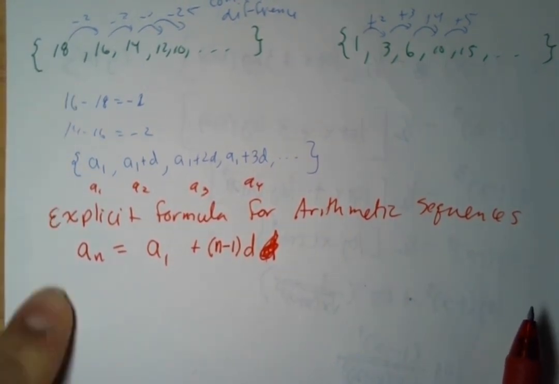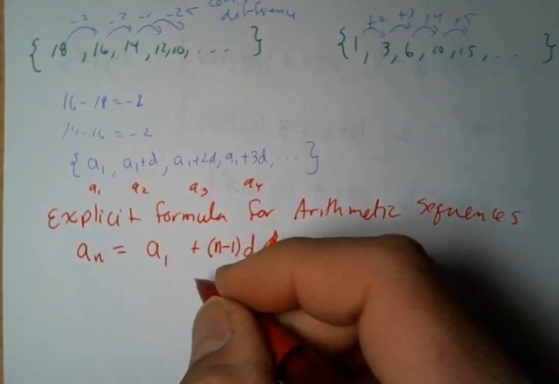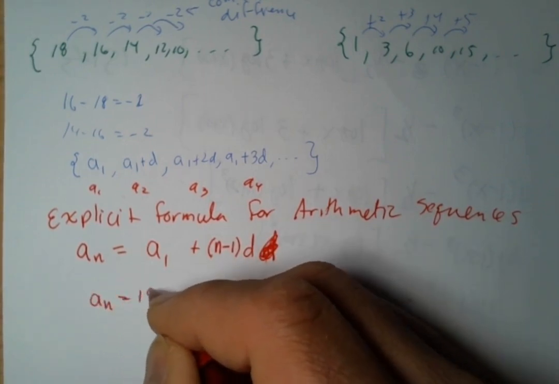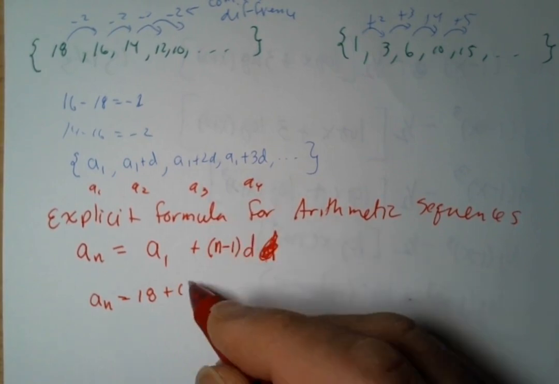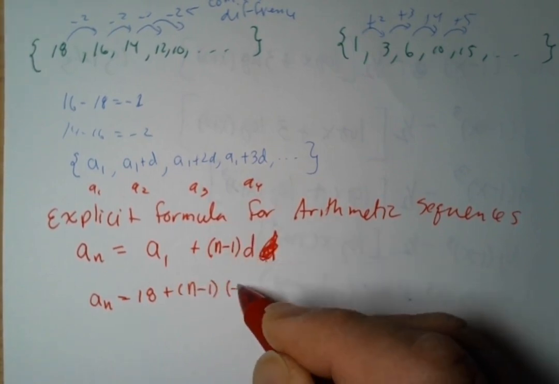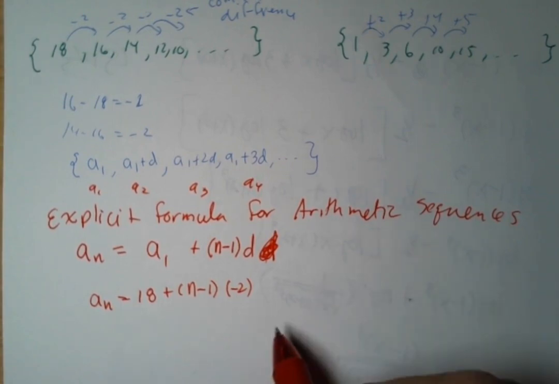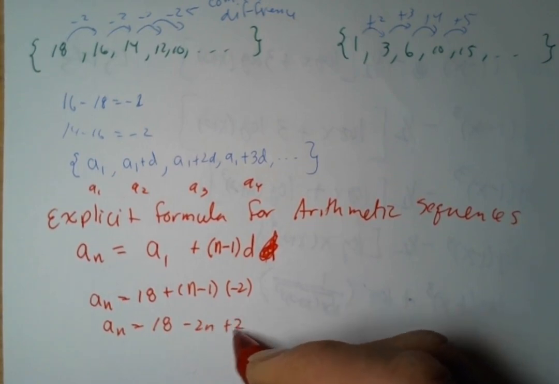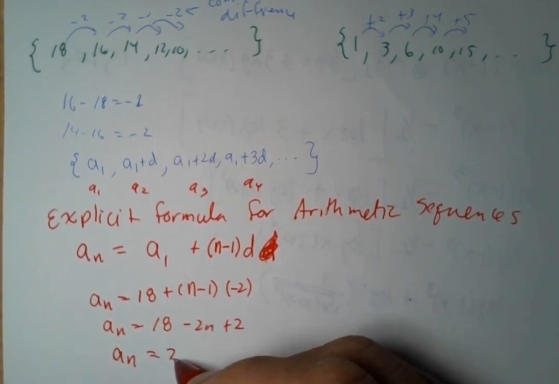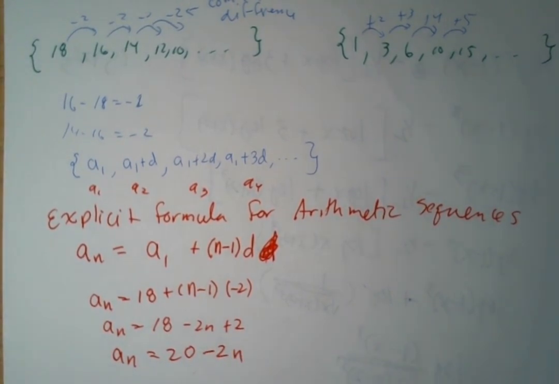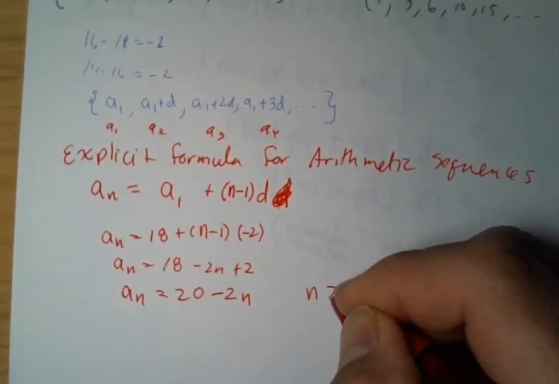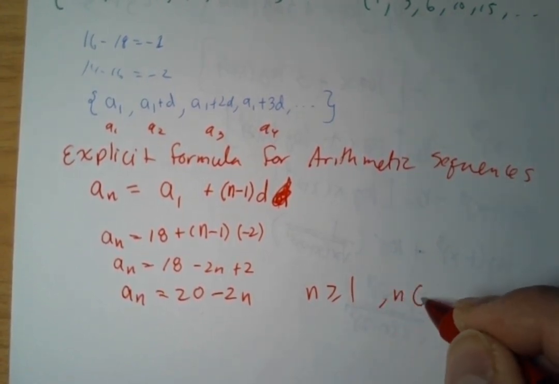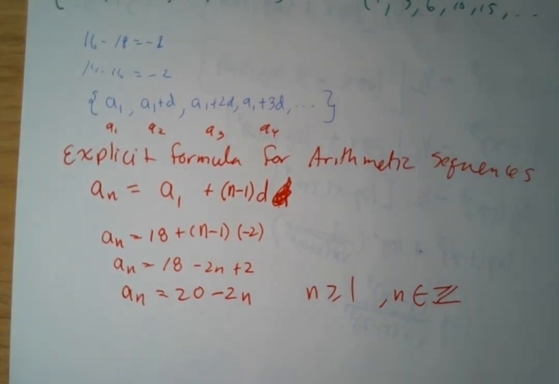Now, in terms of the above sequence here, to find the explicit formula, A1 is 18, as we see there. And again, n is our variable, so it stays n. And the common difference is negative 2. And we can do a little simplifying here: 18 minus 2n plus 2, and we get a sub n is equal to 20 minus 2n. And here now you have an explicit formula for n greater than or equal to 1, and when dealing with sequences, it's implied that n is going to be some integer.